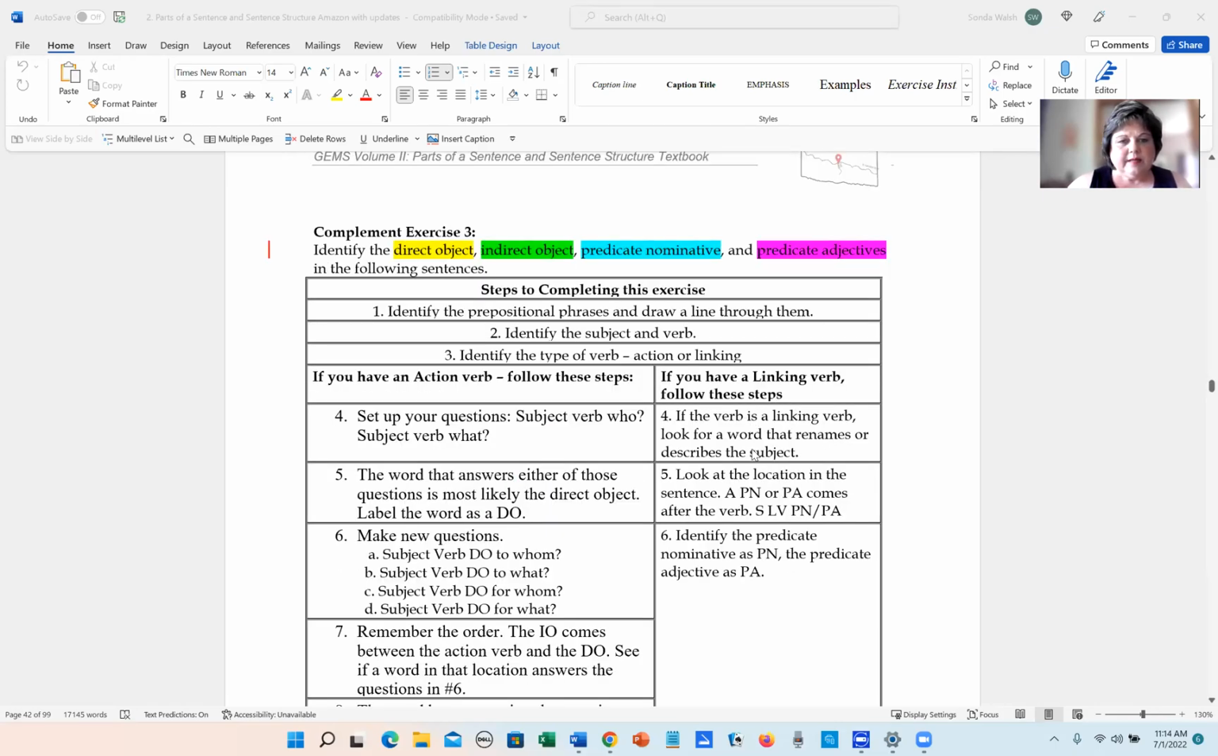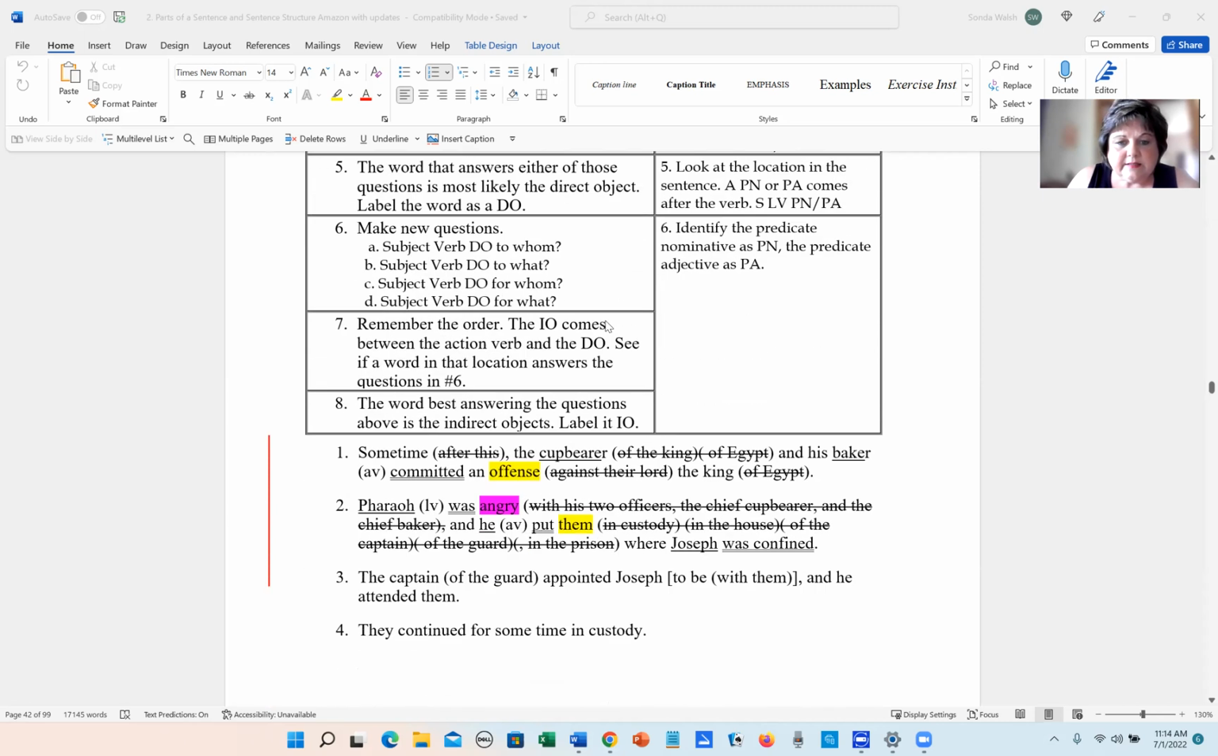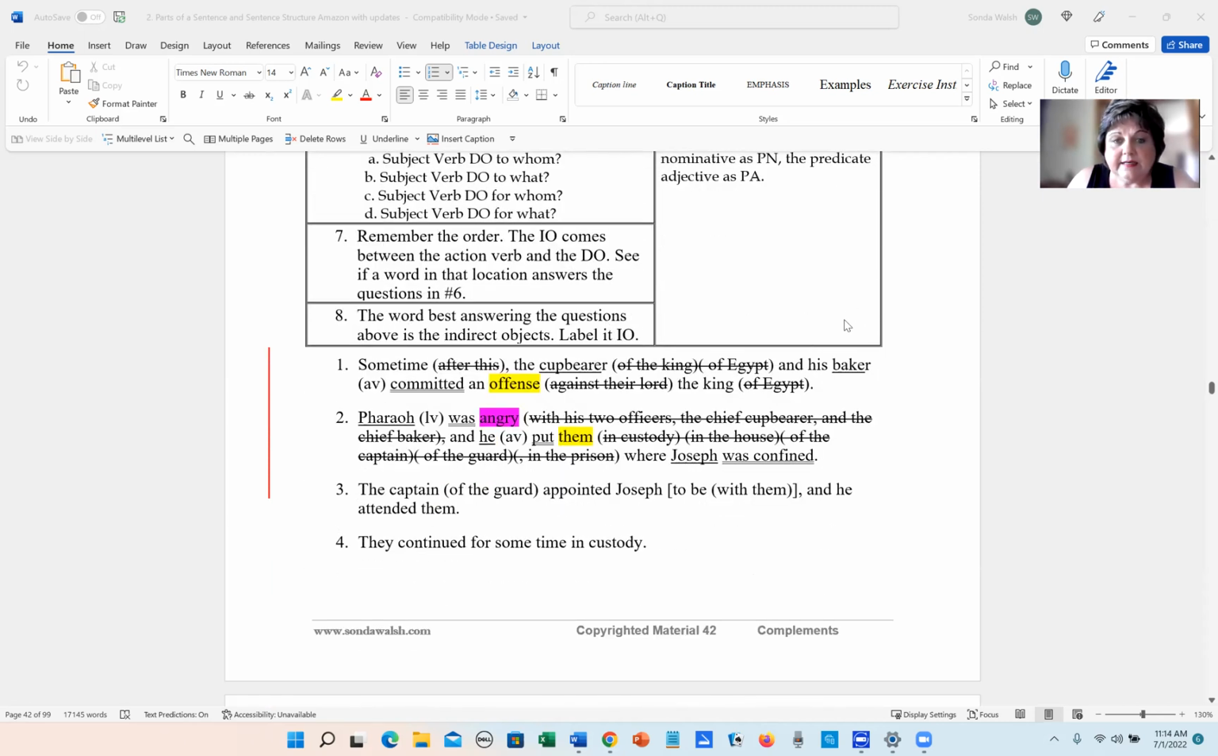All right, we're on complement exercise 3, identifying direct objects, indirect objects, predicate nominatives, and predicate adjectives. I started this yesterday and my internet died. So let's go over sentence number 1.